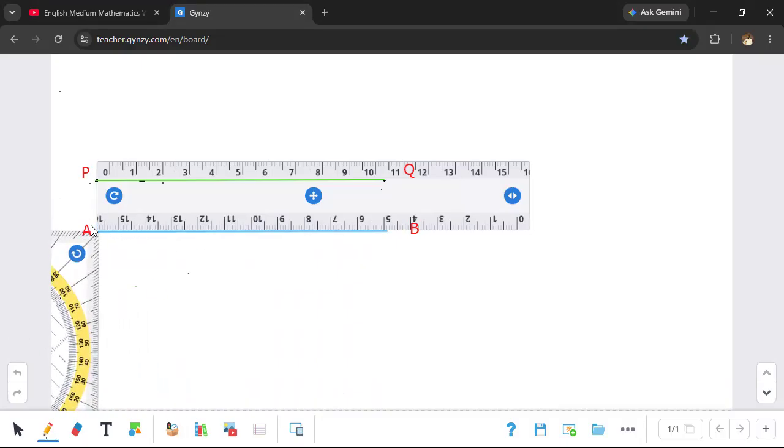So the distance between AP and BQ, this distance, AP distance, is 2 centimeters as I told you earlier. Then mark that 2 centimeters here, 2 or 2.5. The same distance should be here. Then move your set ruler a bit ahead.